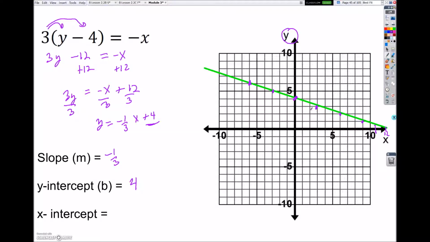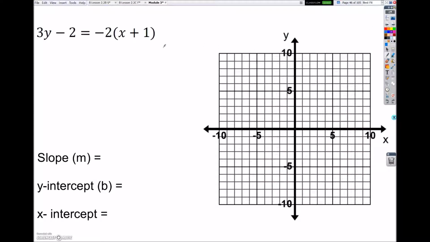And on my x-intercept, if I kept going down 1 over 3, down 1 over 3, that's why I counted. I went down 1 over to 10, 11, 12. So my x-intercept would be 12. All right, so let's go ahead now and look at the next example.